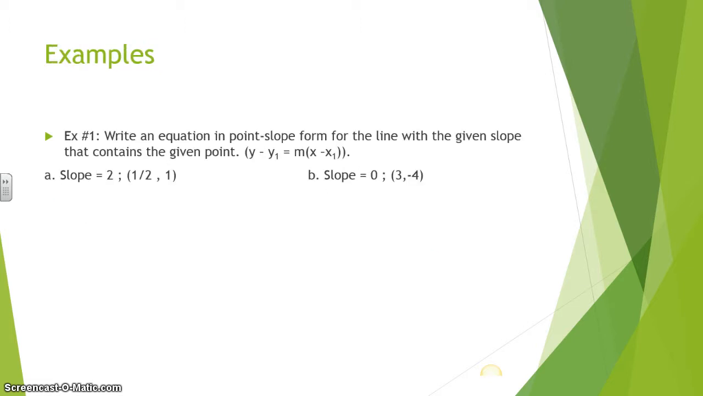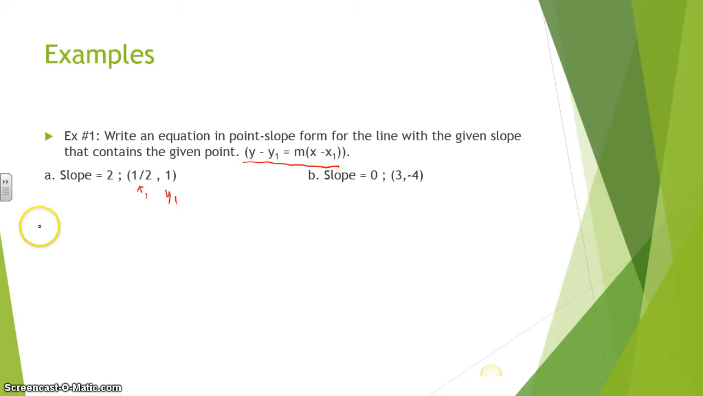Our first example has us writing an equation in the point-slope form for the line with the given slope that contains a given point. Here again is the point-slope formula, y minus y1 equals m, remember, m is representing your slope, x minus x1. Here we have our slope that's given to us for a, so our slope is 2, and we have 1/2 comma 1. So this would be x1, y1. So let's take this and use our formula to put it in the point-slope form.